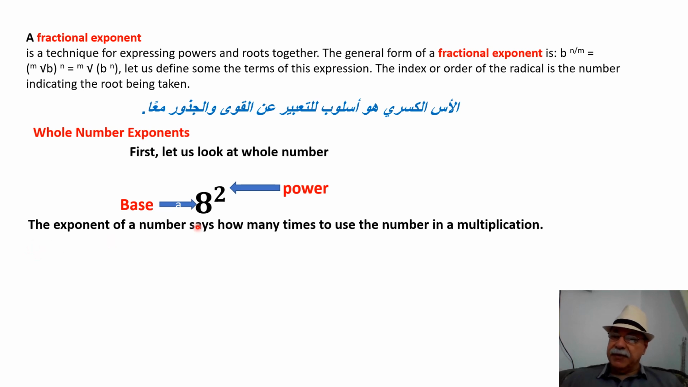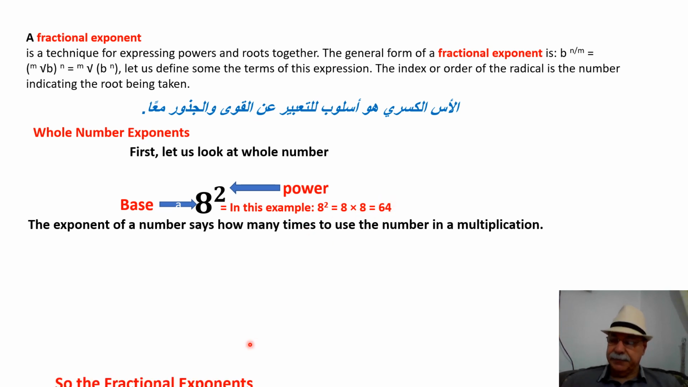The exponent says how many times to use this number in the multiplication, meaning how many times you multiply it by itself. In this example, 8 squared means 8 times 8, which equals 64. The result is 64, coming from 8 times 8 or 8 squared.